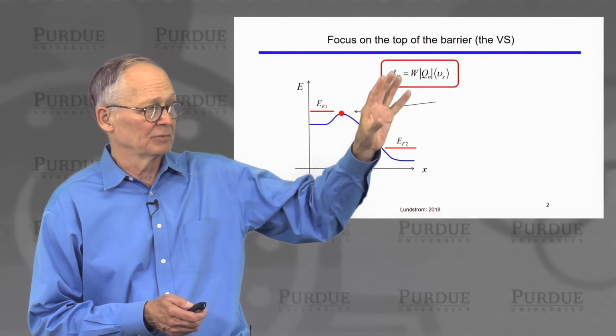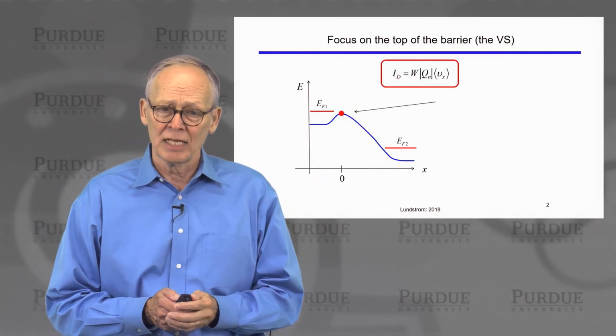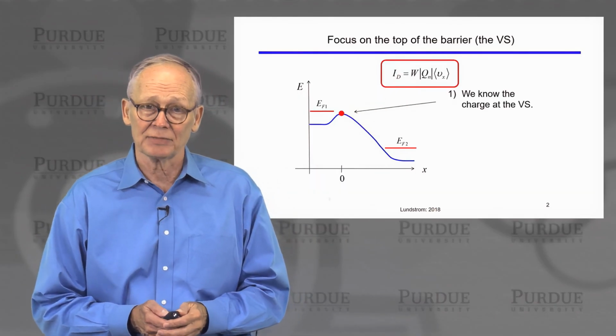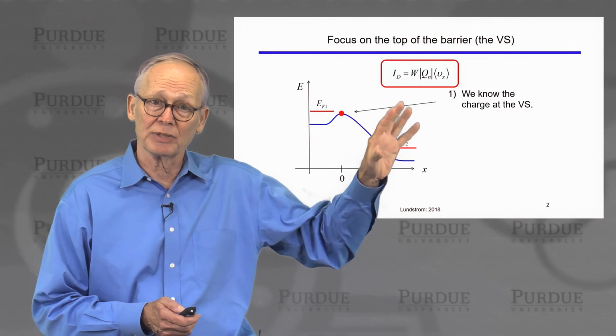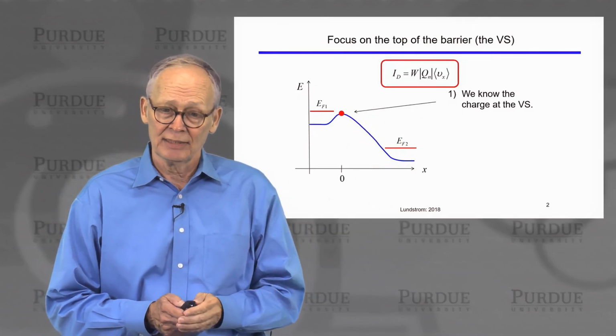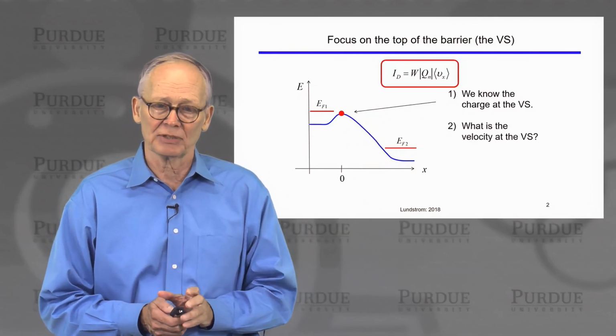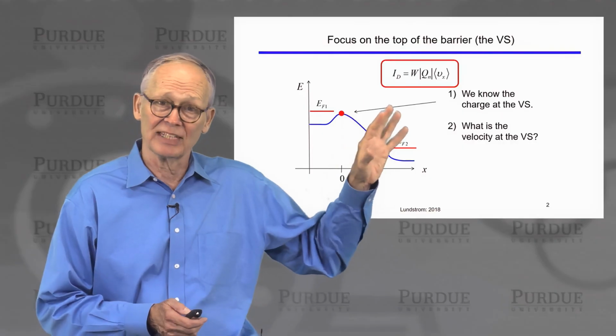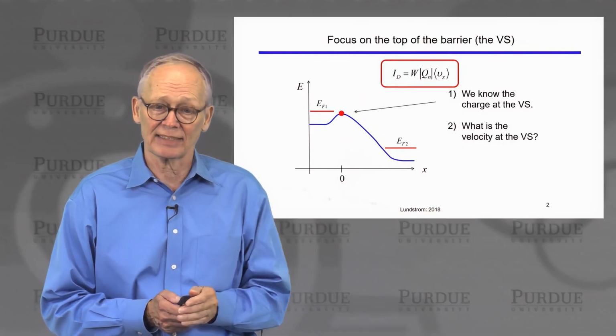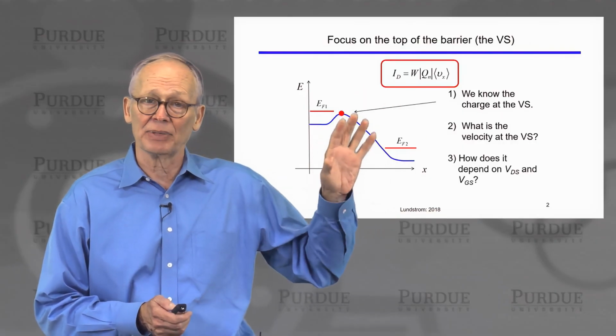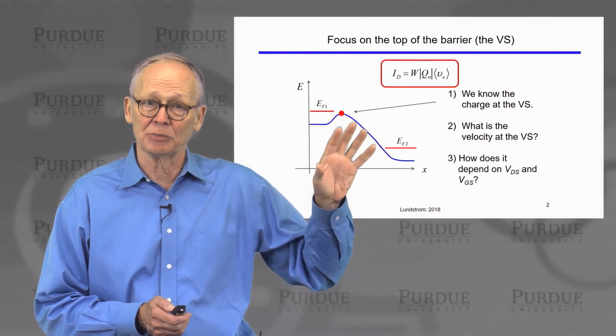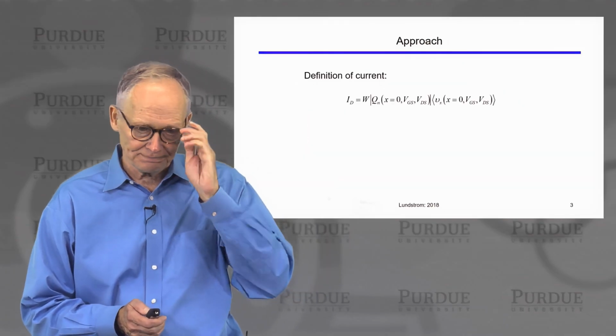And we know that current is charge times velocity. We'd like to examine the velocity now. We've been focusing on this point because we know the charge at that point. But now we have a couple of questions about the velocity. We want to understand what is that average velocity at the top of the barrier? How does it depend on drain voltage? How does it depend on gate voltage?